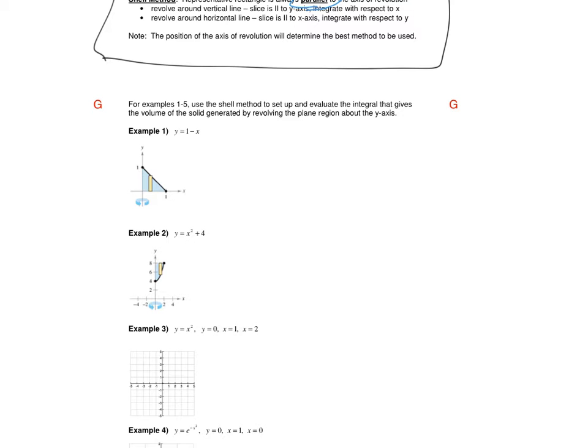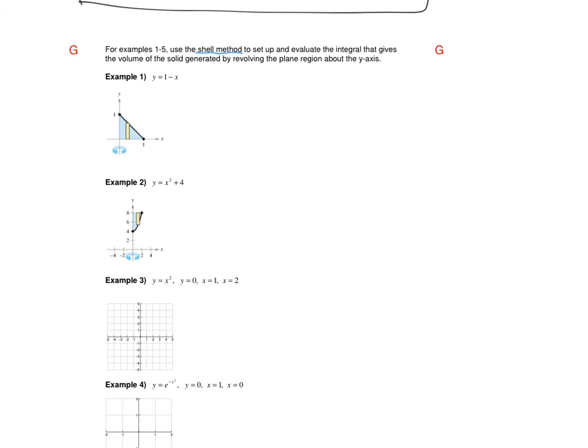All right, so directions say use shell. So we've got to use the shell. If it does not say, if it just says find the volume, you can pick. And that's where some of the struggle is going to be, in that decision making. All right, so they have our representative slice drawn. They have our image here. We're going to revolve it around the y-axis. So if I revolve that guy around the y-axis, that's my top portion.